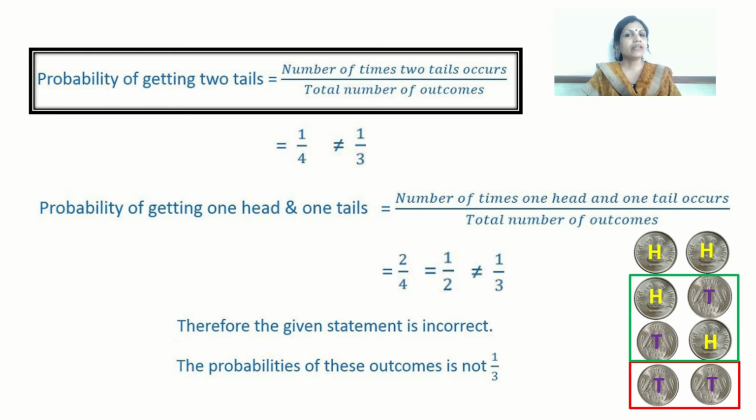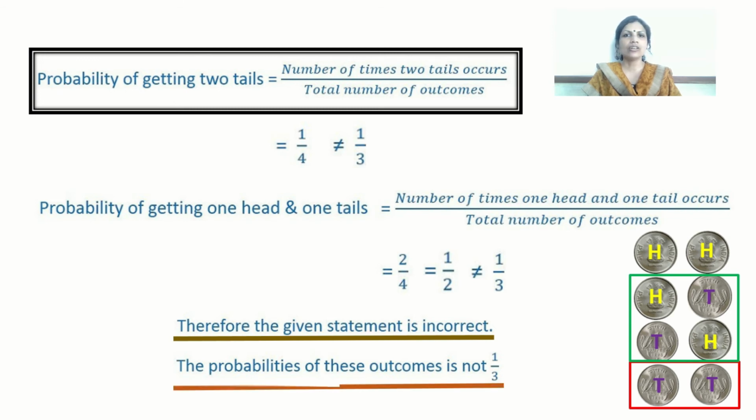Therefore, the given statement is not correct. It is an incorrect statement, and the probabilities of these outcomes are not equal to 1 upon 3. So this is how you have to check the argument and check whether it is the correct statement or it is not a correct statement.